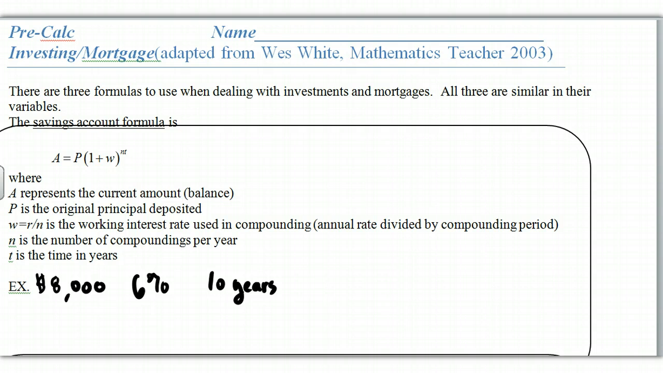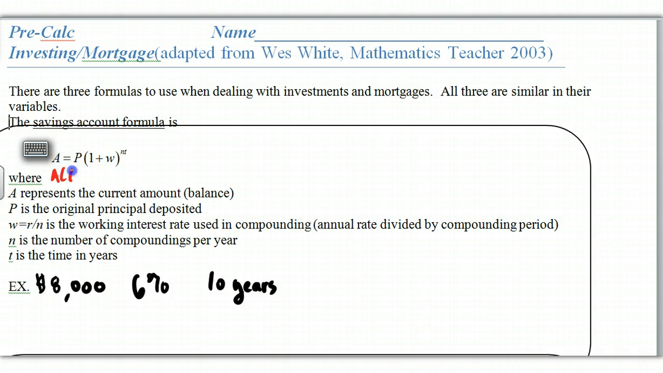The first one is the savings account formula. And then we're going to get into the mortgage formula, and then we're going to get into the annuity formulas. So with this one, here's our formula. And what this talks about is the amount of money that we have at a certain amount of time.